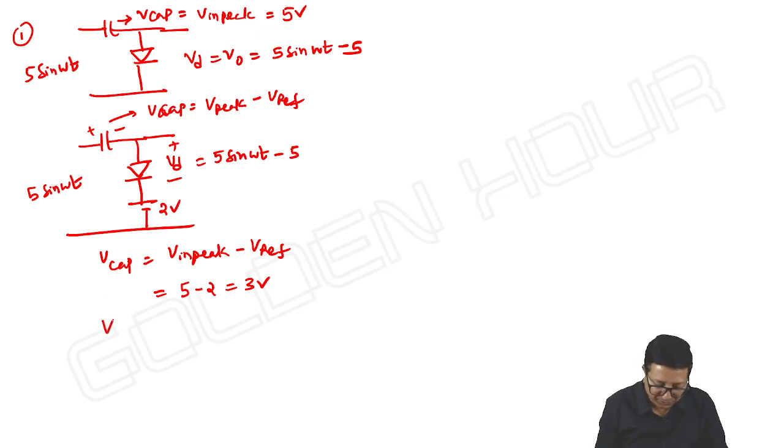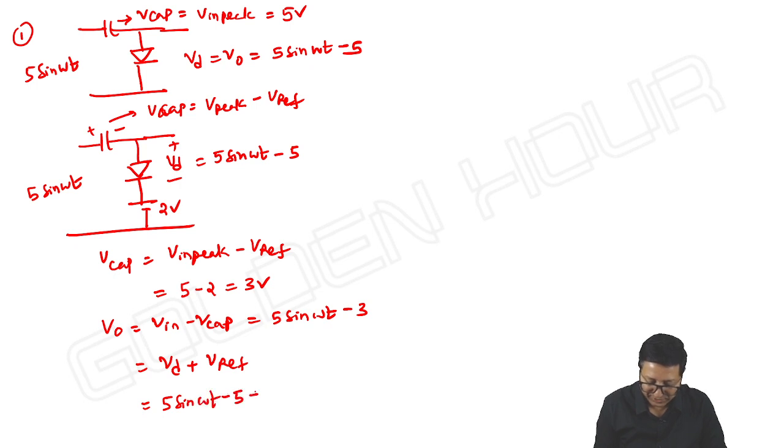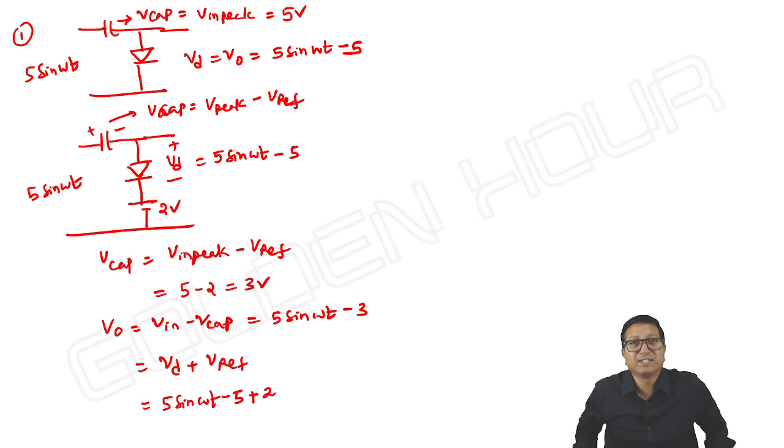Okay. And what about V output? V output is equal to V in minus V capacitor. No doubt about it. If you take it, 5 sine omega t minus 3. Otherwise, we can also write it as Vd plus V reference. What is Vd? It is 5 sine omega t minus 5 plus V reference, which is 2. However you do it, you get the result. I hope you understand it. This is the idea behind it.